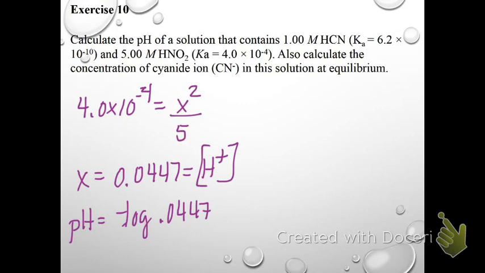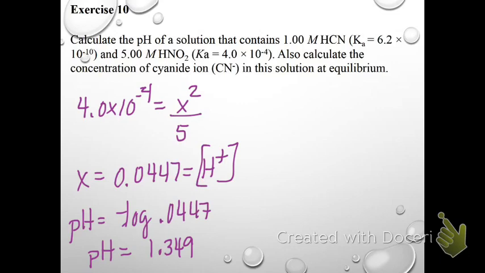I have 3 significant figures, but I wrote down my pH with only 2 decimal places, so someone do it and tell me what the... I have 1.35. I suspect it's 1.34 something. 1.349. Yeah, so that would be technically right. So that's the first part of that.